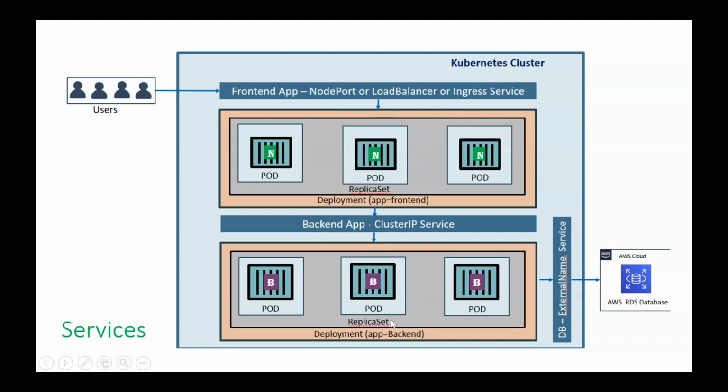And if you want your backend to communicate with your relational databases, that can be in any cloud, Azure, AWS, or GCP, you will have to create one external name service here. Okay, so this is how we create the services in Kubernetes. To communicate with an external service, you will have to create an external name service.